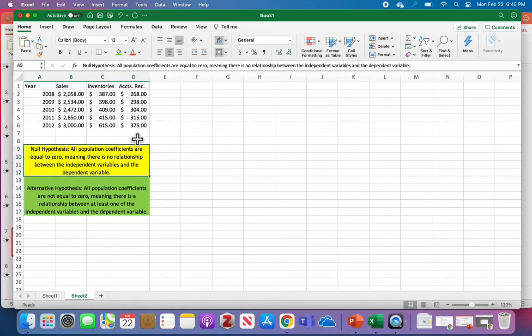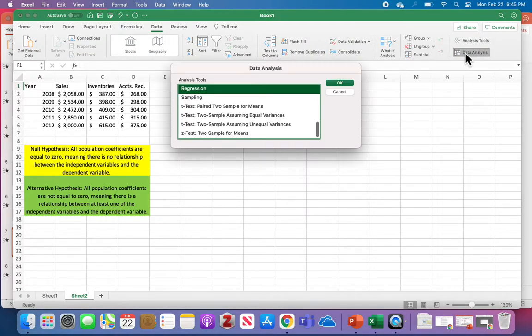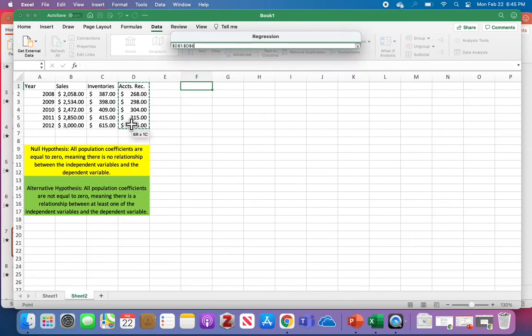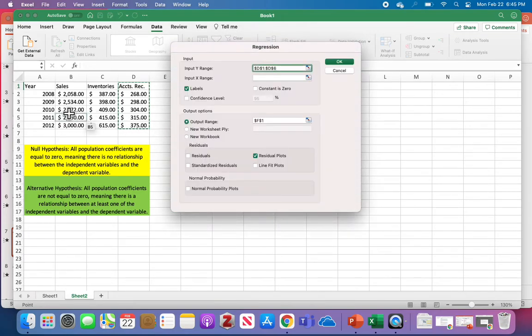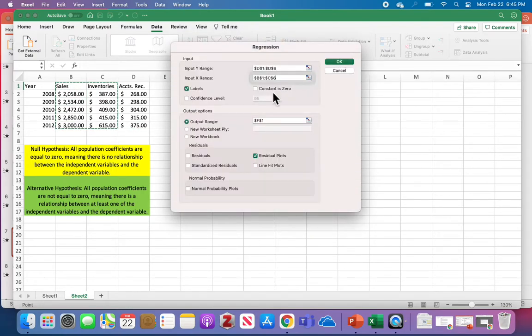So how do we determine this? Well, again, we're going to use that regression model. So let's go into our data analysis, use the tool of regression, and this time we are going to change it. Our Y range is still that accounts receivable because we're still trying to see, is there some impact of sales and inventories on accounts receivable? But this time our X input range is going to be both sales and inventories because we want to see if both of them have any effect.